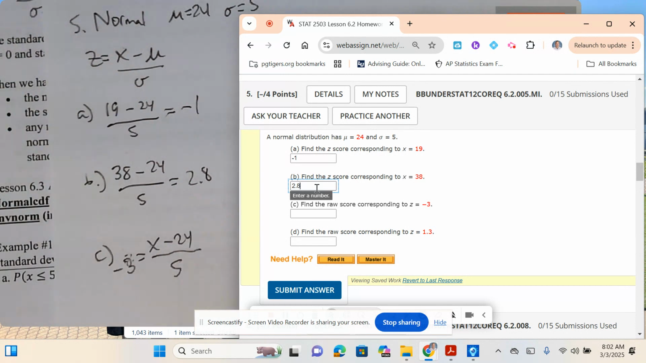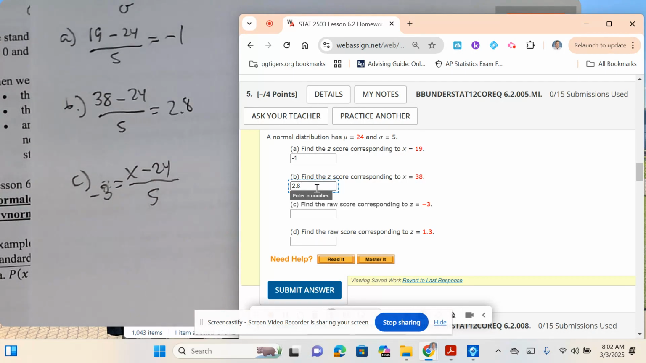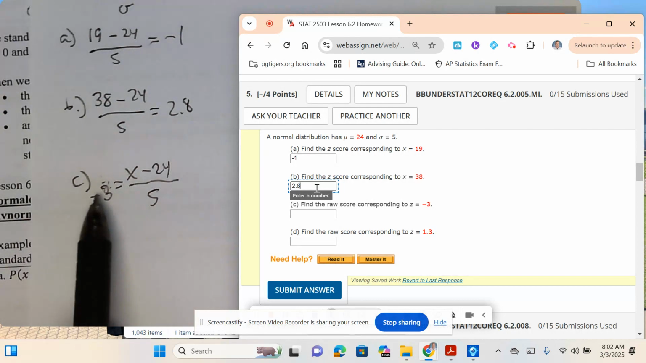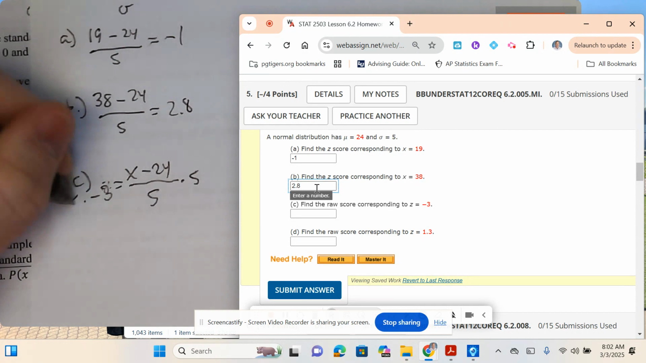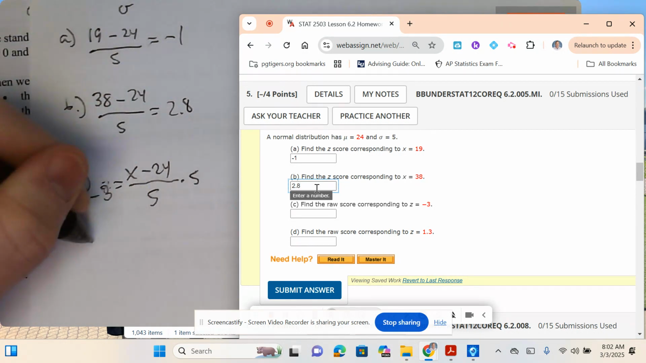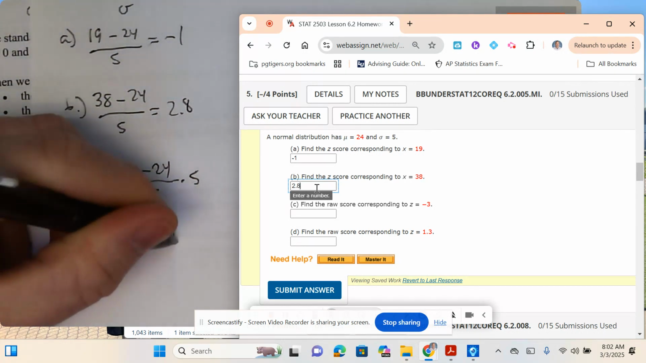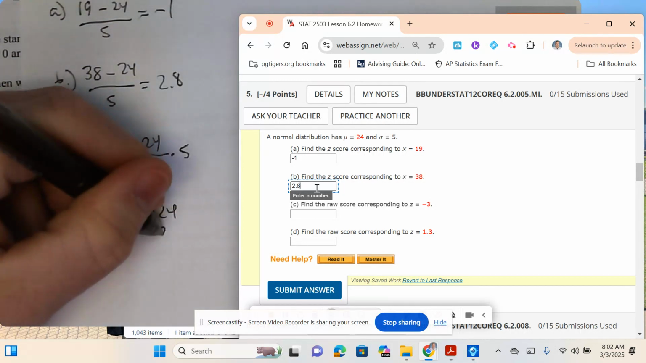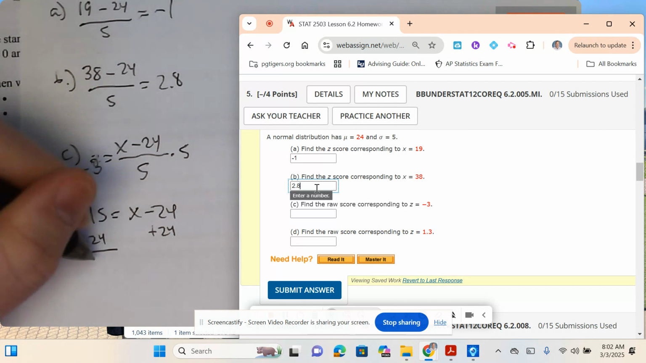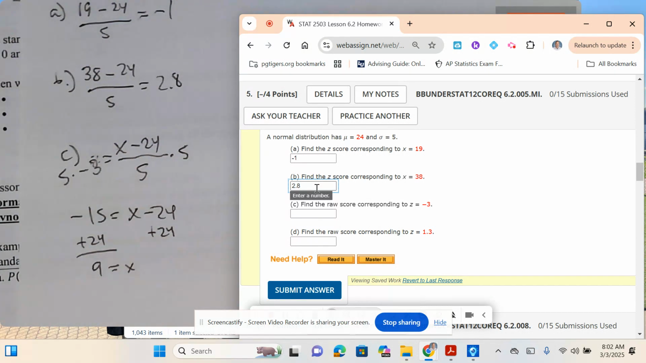So let's think. How can I do this? You can do kind of guess and check if you want, but basically you're solving an equation. I've actually seen this on the ACT before too. How could I solve this? What could I do first? Multiply both sides by the standard deviation. I want to get that out of the bottom. So -15 equals x. Then next, I can get the raw score by itself by just adding the mean to both sides, adding 24. So 9 equals x. So the raw score would be 9.